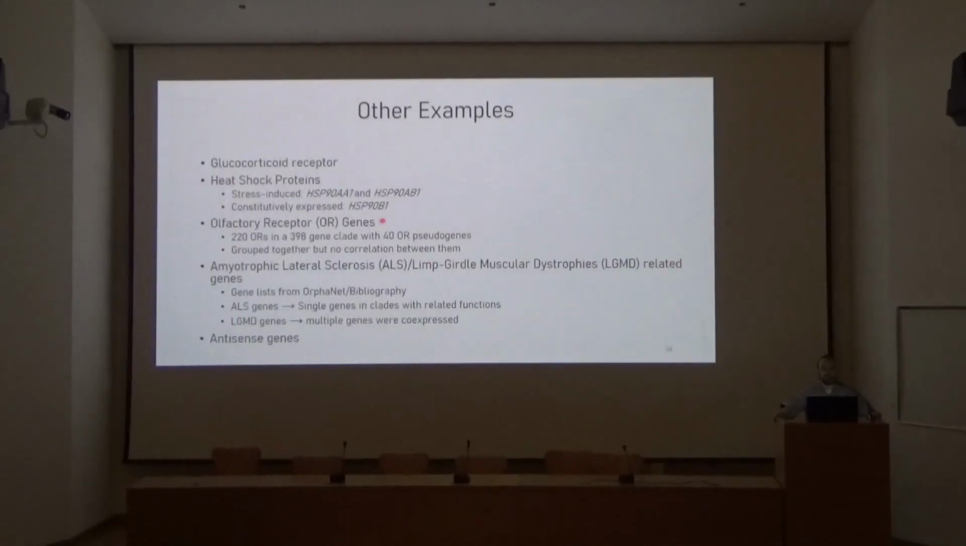Another interesting case is that of the olfactory receptor genes. Olfactory receptors constitute a family of genes responsible for the sense of smell that has 800, 900 members, but around 60% of those are actually pseudogenes. In a specific case where we tested olfactory receptor genes, we found a 400 gene clade that contained 220 olfactory receptors, with 40 of them being pseudogenes.